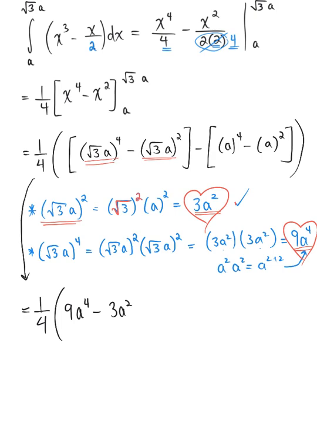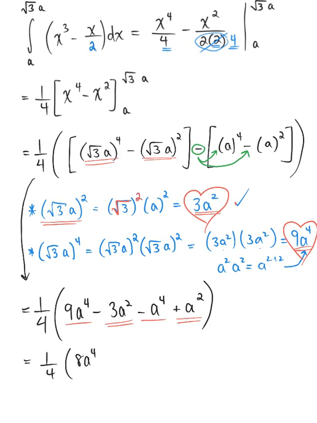And now we're going to subtract that lower bound. So we have no evaluation that needs to be done here, so we can go right ahead and distribute that negative sign through. So this will be minus a to the fourth plus, negative times a negative gives us plus a squared. And look at all these like terms we have. We have 9a to the fourth minus a to the fourth, and we also have minus 3a squared and plus a squared. So this leaves us with 1/4 multiplied by 8a to the fourth minus 2a squared.